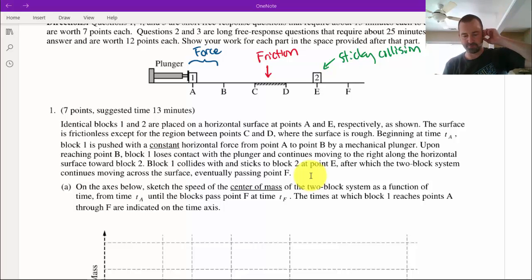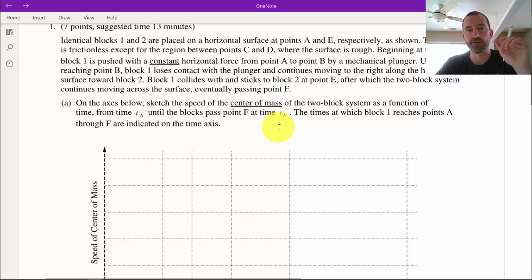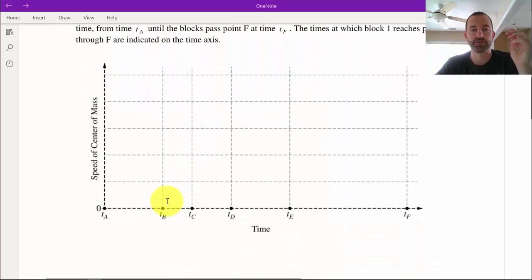Well, that's pretty much the crux. That's everything in that paragraph that we could want. What they're going to ask us to do is, on the axes below, sketch the speed of the center of mass of the two block system as a function of time from TA to point F at time TF. The times at which block 1 reaches points A through F are indicated on the graph, so they show you how much time it took to go from one place to the other. We want to graph speed versus time for the center of mass.